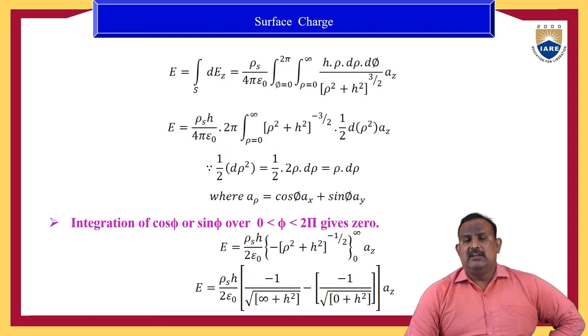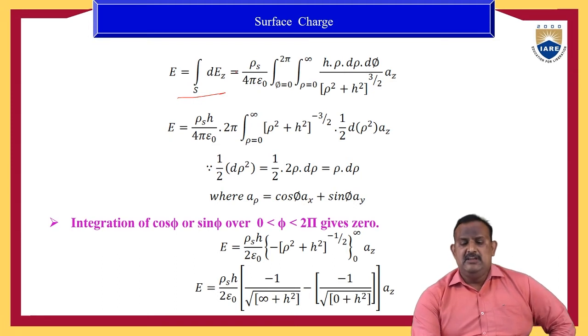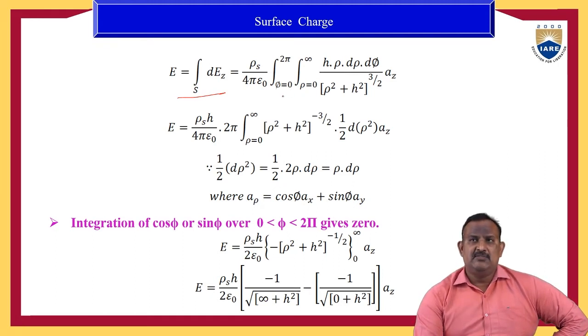Next, we can integrate on both sides. If we integrate on both sides, E is equal to the surface integral of dE, which is equal to rho s by 4 pi epsilon naught, keep it outside, and apply the limits to phi and rho. The phi limits are from phi equal to 0 to 2 pi, and the rho limits are rho equal to 0 to infinity.